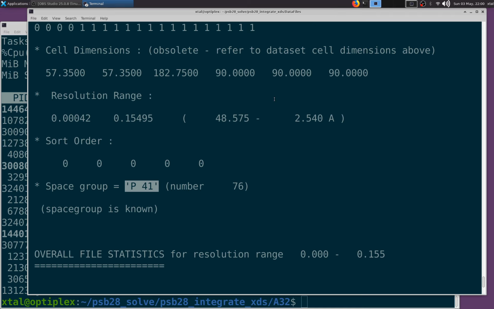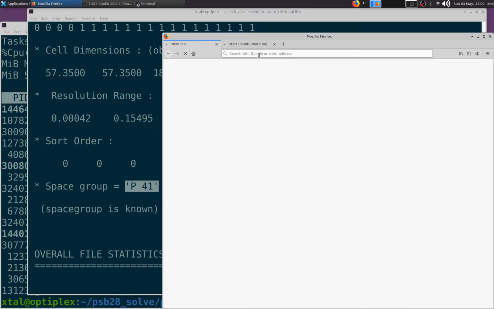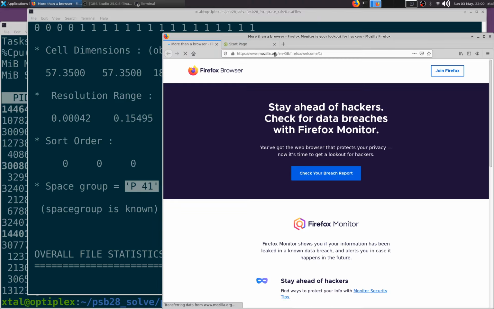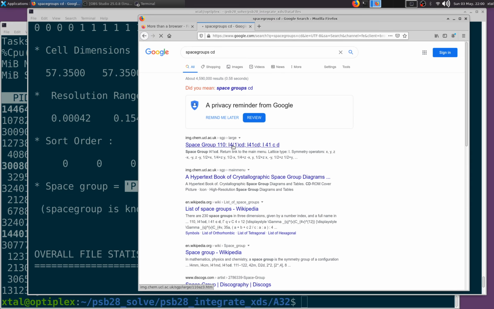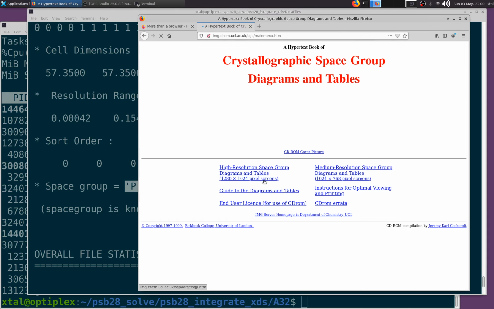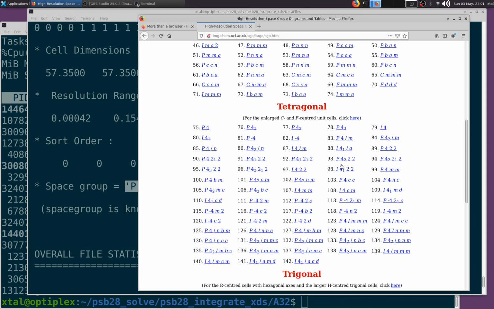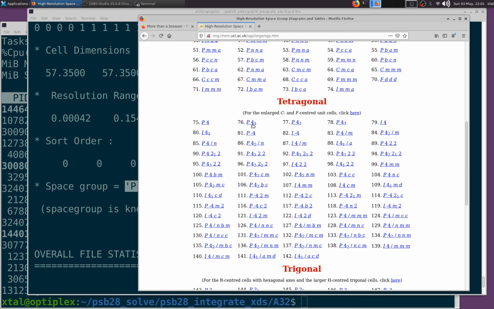So let's remind ourselves of how these space groups look. The correct place to look is the International Tables for Crystallography, but there's an online resource which is very similar, called the Space Group CD. So if we take a look at that, hypertext book of crystallographic space group diagrams, high resolution diagrams, number 76 is P41 and number 78 is P43.